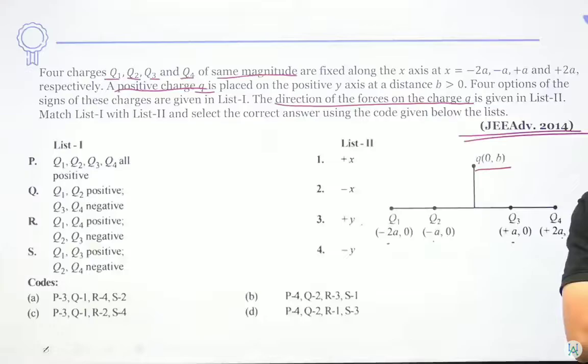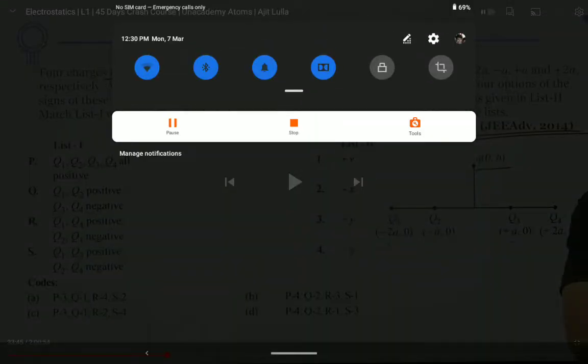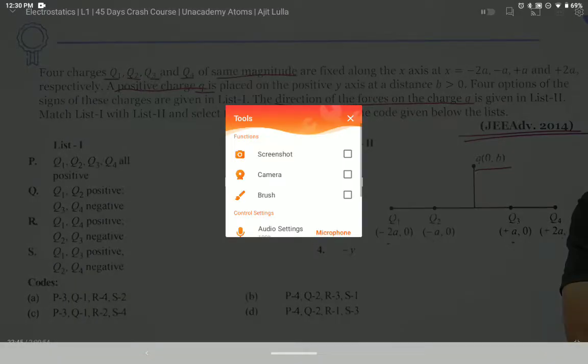Four options were given here, and we should match them for what? For the net force. The final resultant net force is along which direction? We should mention that. Okay, this is our challenge today. Let's use this.